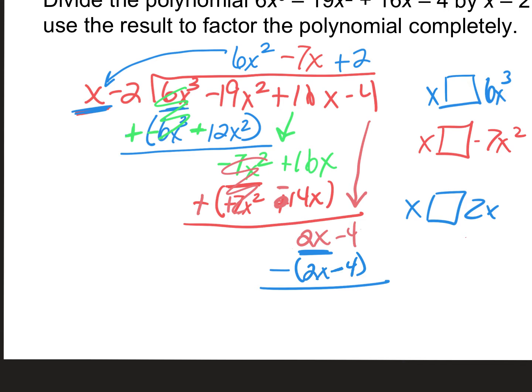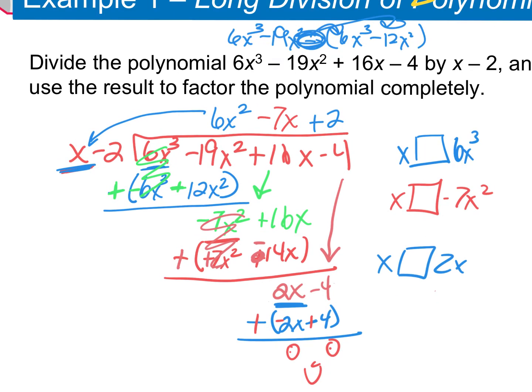And then before I can combine those two, what do I have to do with that negative sign? So change, change, change. What's a negative 4 and a positive 4? Cancels out. What's positive 2x, negative 2x? Cancels out. And we are done. What is our answer? 6x squared minus 7x plus 2.